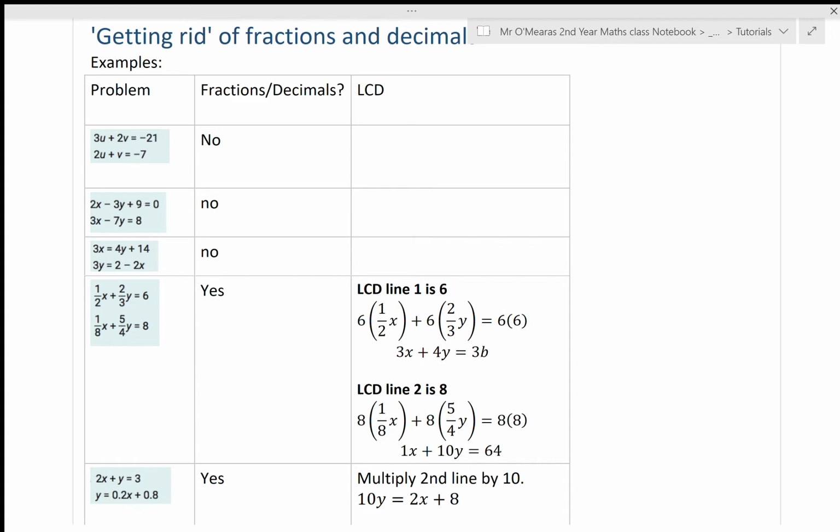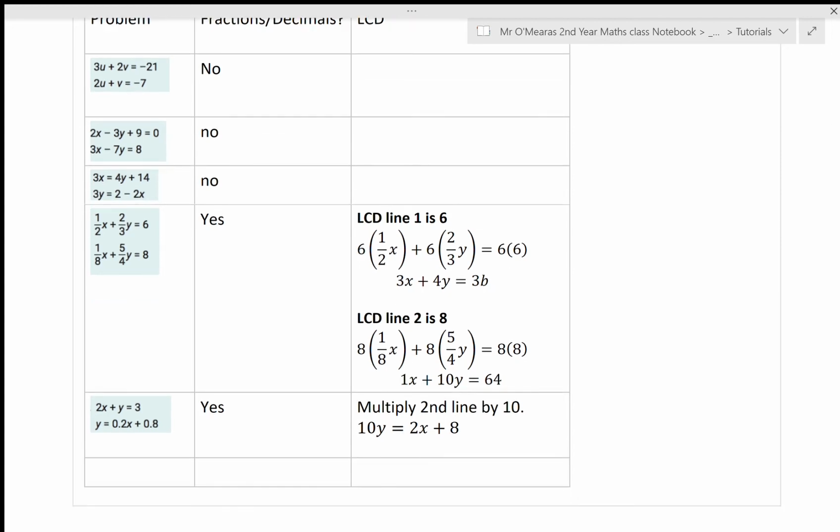The second line, again separately, what is the lowest common denominator of 4 and 8? The lowest common denominator is 8. So you multiply every term by 8. 8 by 1/8 x plus 8 by 5/4 y equals 8 by 8. So that simplifies down to 1x plus 10y equals 64. Okay, so we've eliminated the fractions from that system.